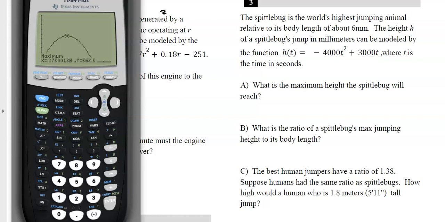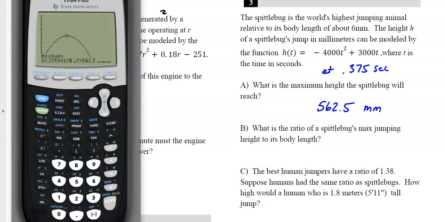So at 0.375 seconds, we hit a max height of 562.5 what? Looks like millimeters. Not sure exactly how high that is. We could convert it. I think we got to convert it by doing like 0.254, and that would change it into inches. But we answered the question.